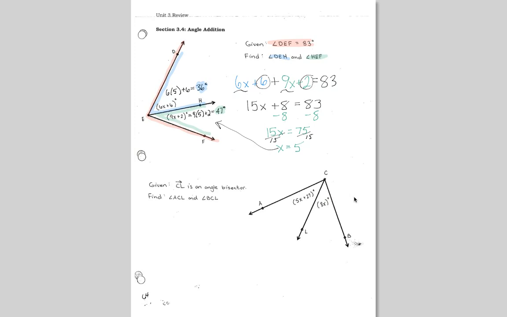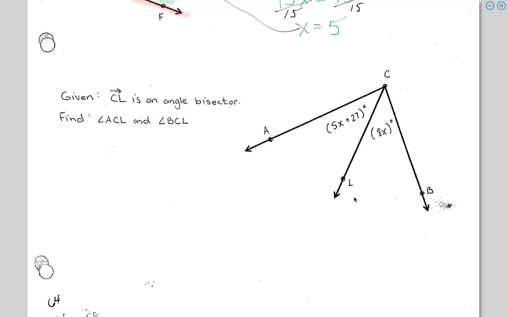Notice if we try to do that same strategy in the next problem, we would realize that we do not know what ACB is. So we cannot add up these two angles to equal anything. Instead, the idea that we have is that CL is an angle bisector, which means it splits these angles in half, meaning these two angles are congruent. 5x plus 27 equals 8x.